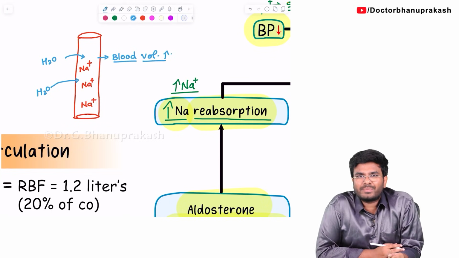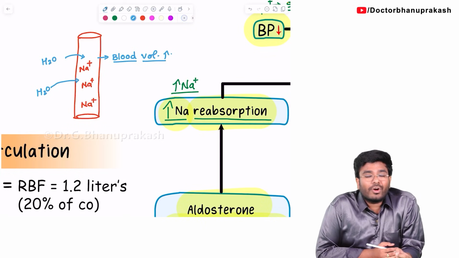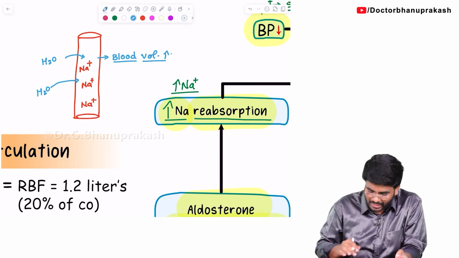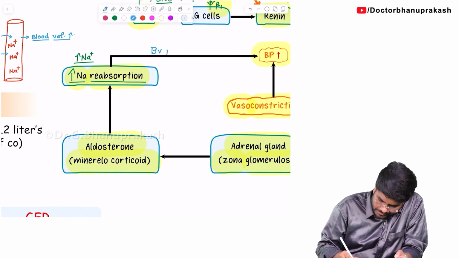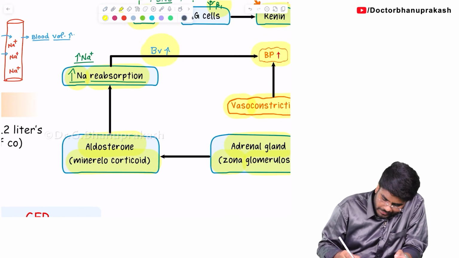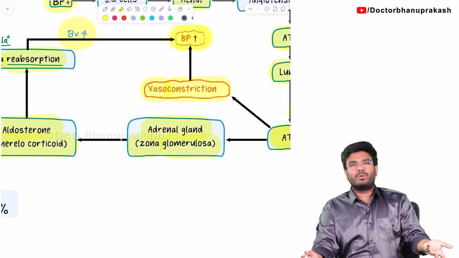Now finally, can I say something like this? The RAAS pathway, with the help of aldosterone, increases the sodium levels. Whenever the sodium levels increase, the blood volume increases. Now the final result: whenever your blood volume increases, what do you think will happen to your BP? When blood volume increases, automatically BP will be more. The more the blood, the more the blood pressure.